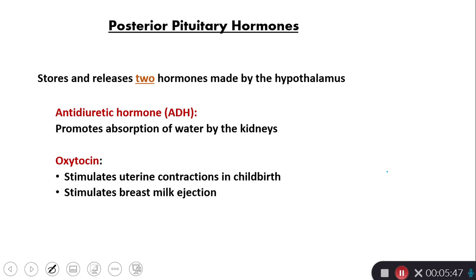The posterior pituitary gland produces two hormones that are originally made by the hypothalamus. They are the antidiuretic hormone, and this promotes absorption of water by the kidney. It's antidiuretic, means it prevents urination and water retention happens. The second hormone is oxytocin, and this stimulates uterine contractions during childbirth and also stimulates contraction of the breast ducts for milk ejection.